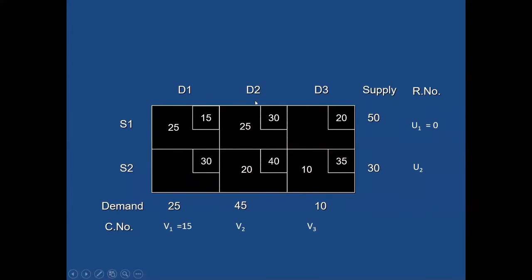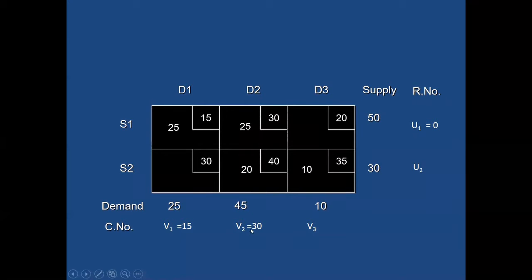Similarly, I have the cell S1D2 occupied. 25 is occupied here. Cost is given to us as 30. 30 is equal to 0 plus V2. So V2 will be 30, of course. Now I cannot find the value of V3 using U1. Why? Because I don't have any allocations in S1D3.